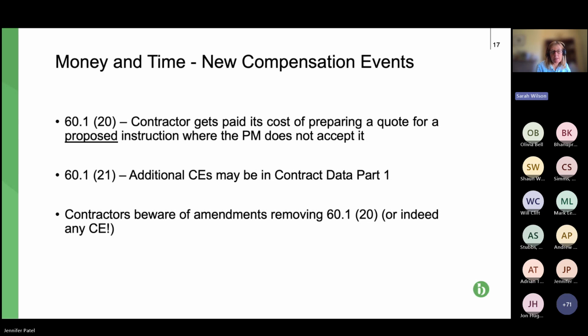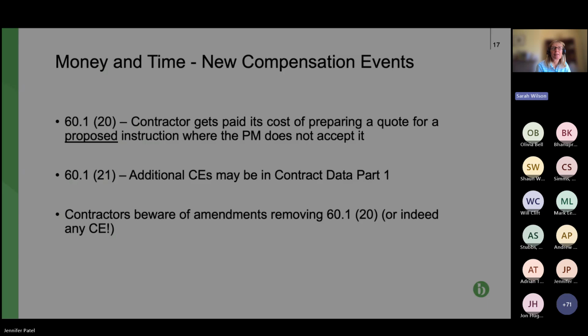But no, that's the only area that they apply to. And then the other one is 21, which provides that you can include new compensation events in the contract data part 1. I'm not keen on that because generally we've got used to including them in the Z clauses. And it just means, from my perspective, when I'm reviewing a contract, that I've got to look in two places rather than one. And I like things to be kept simple and straightforward. So, yeah, if we can move on to the next slide, please.